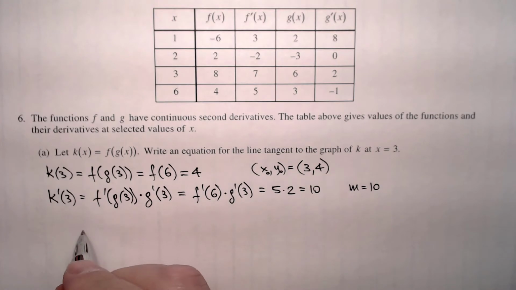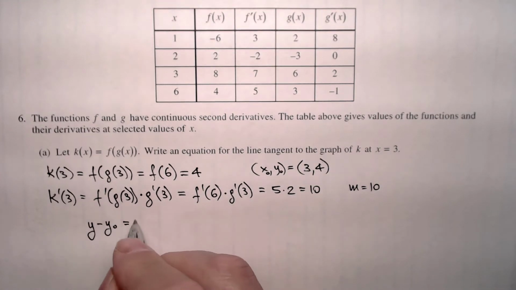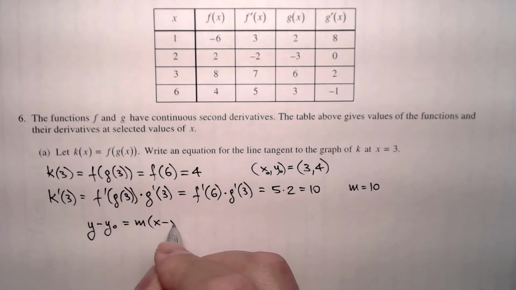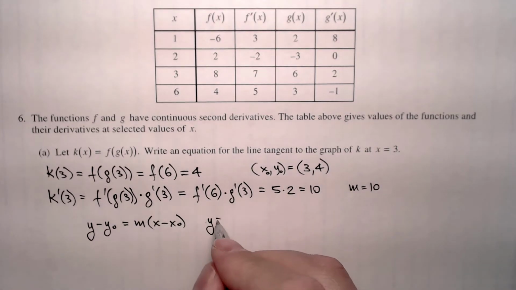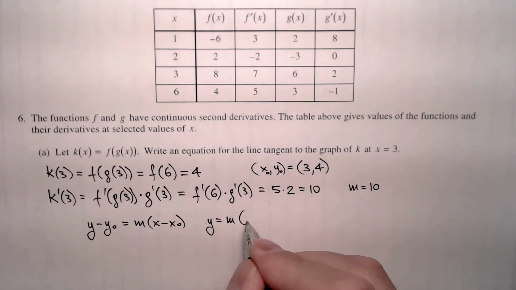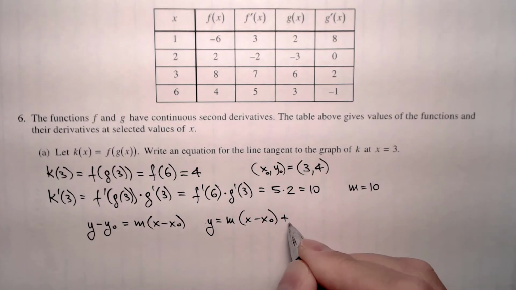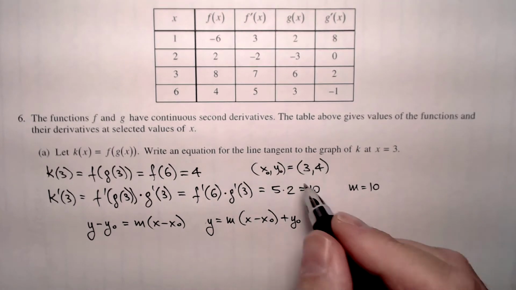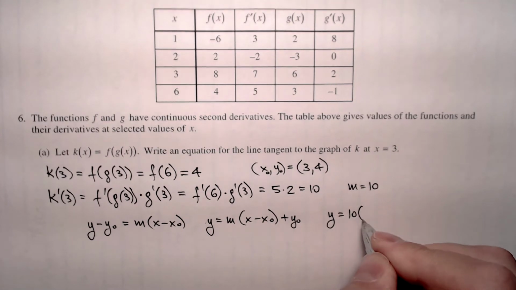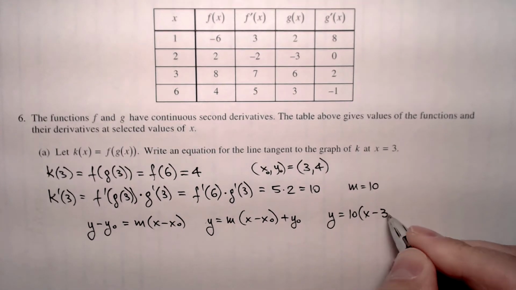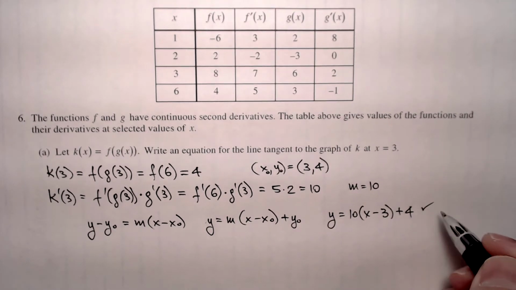So the equation of the line is y minus y0 equals m times x minus x0, or y equals m times x minus x0, plus y0. So let's plug in those values. We get y equals 10 times x minus 3, plus 4. And so this is our final answer.